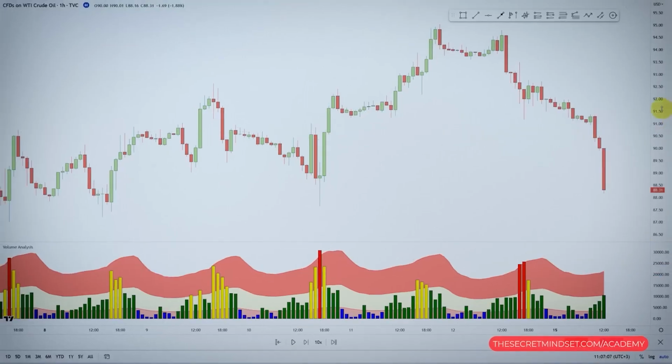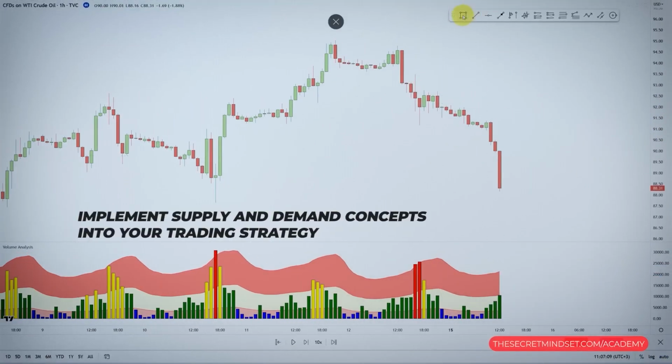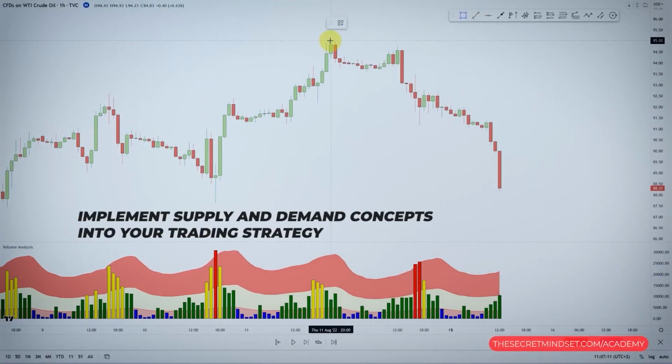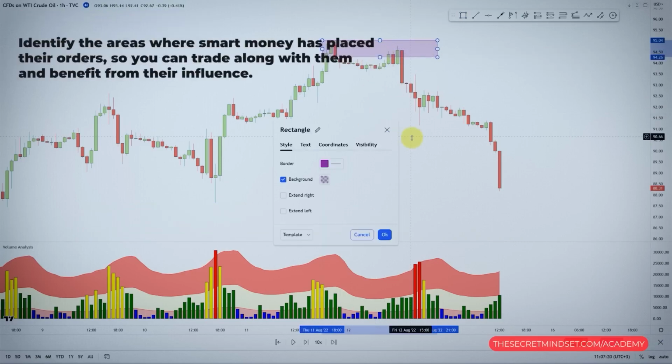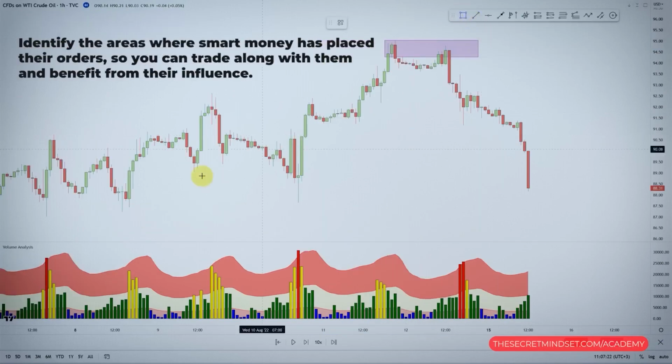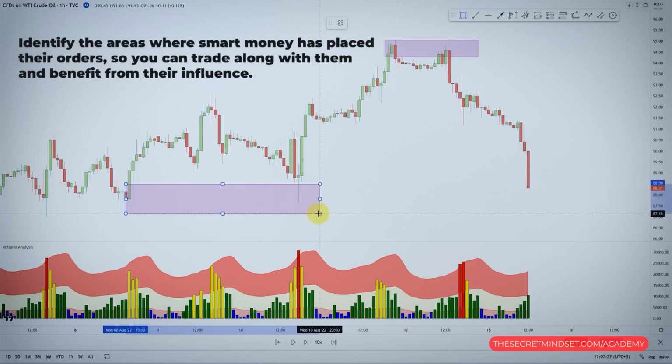So if you're a trader who wants to improve your trading performance and trade along with the big players, the first step is to implement supply and demand concepts into your trading strategy. We already established that the market is driven by the actions of smart money. By identifying the areas where smart money has placed their orders, you can trade along with them and benefit from their influence.